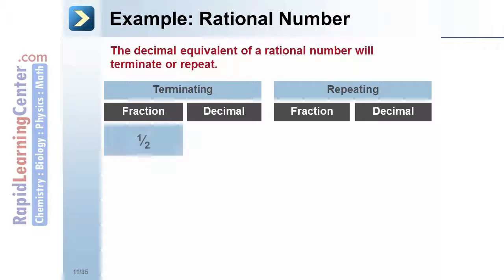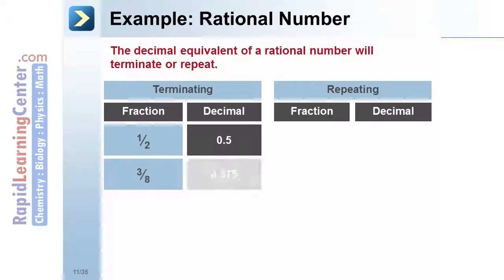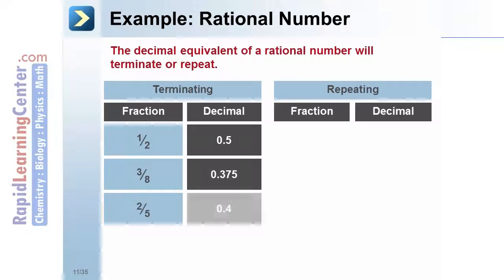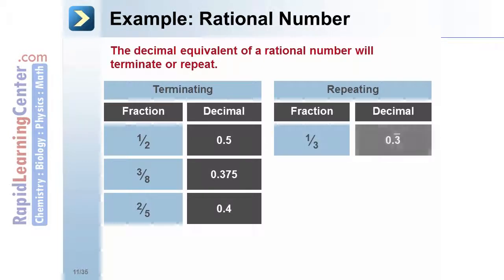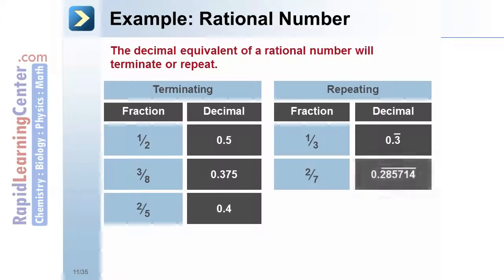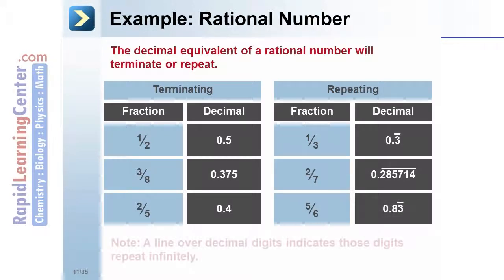1/2, 3/8, and 2/5 have decimals that have a finite number of decimal places. They are called terminating decimals. 1/3, 2/7, and 5/6 have decimals with digits that repeat to infinitely many decimal places. These are called repeating decimals. Note: a line over decimal digits indicates those digits repeat infinitely.